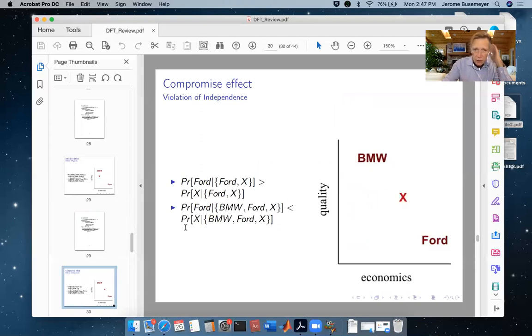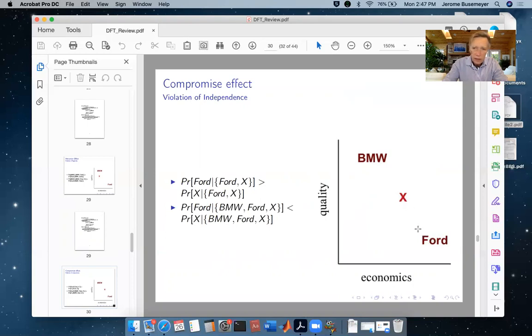Now the third part of the puzzle is the compromise effect. This is an interesting kind of finding. Let's take a look at the binary choices again. Let's focus on these 2 being the binary choice. You get a choice between X and Ford, where X is our Honda. Let's say you have a binary choice between the Honda and the Ford.